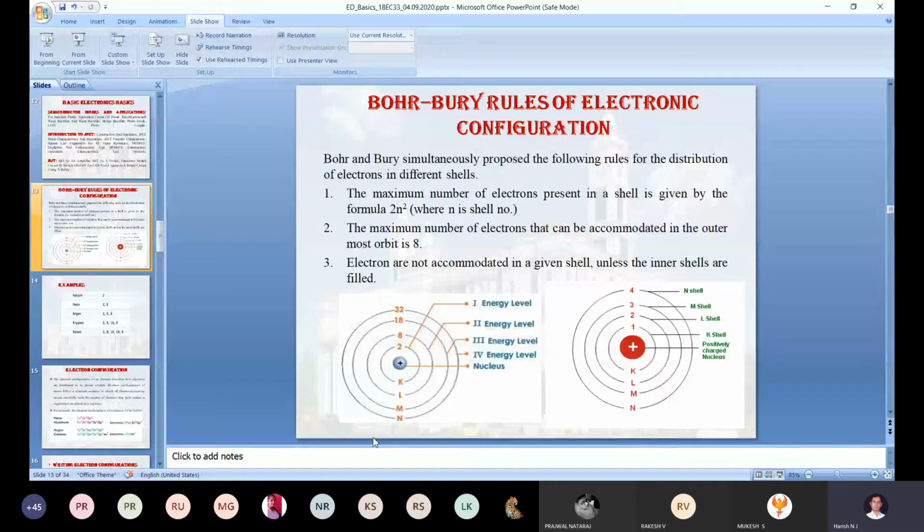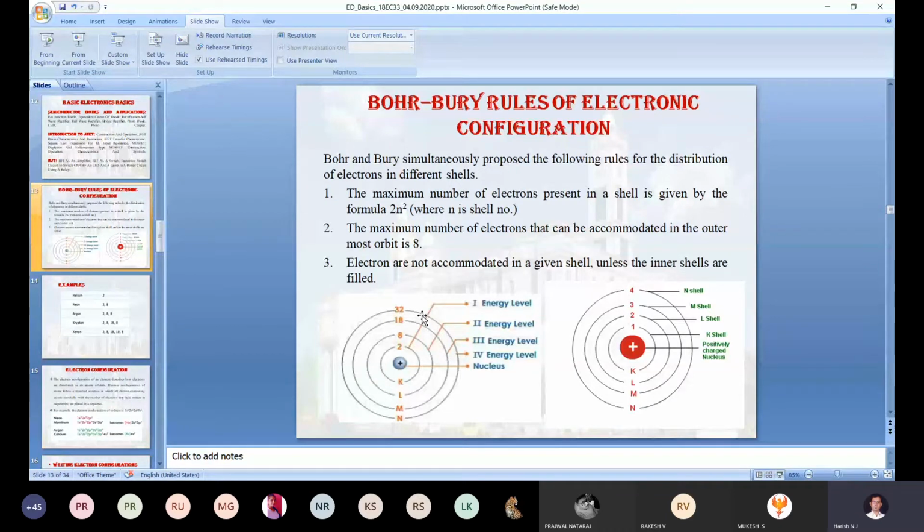Correct? But my question is, how many subshells are there in the first orbit? How many subshells are present in the second orbit? How many subshells are there in the third orbit? And how many in the fourth orbit? Already we have represented the first orbit consisting of 2 electrons, second orbit maximum 8 electrons, the third orbit maximum 18 electrons, the fourth orbit maximum 32. Now, my first question, how many subshells? The second question is, what is the maximum number of electrons that can be accommodated in each subshell?